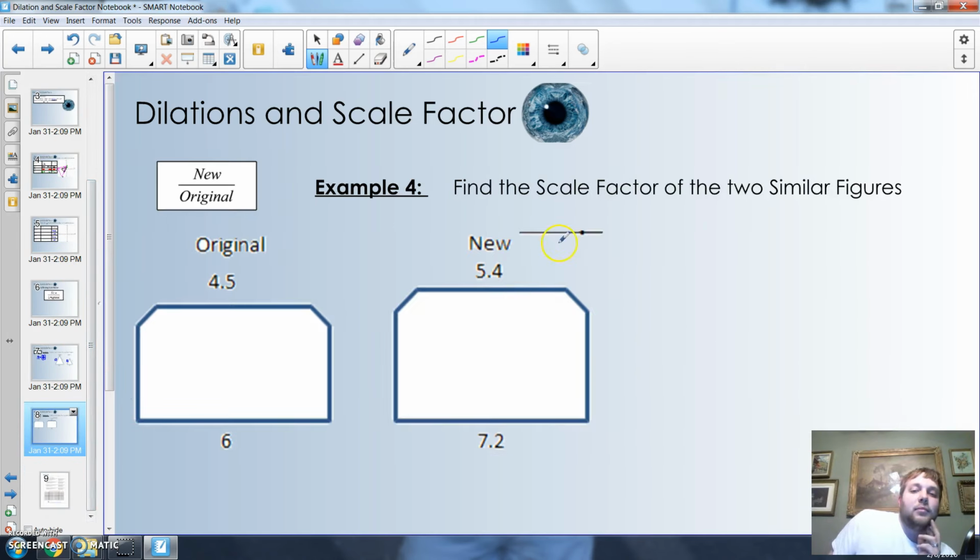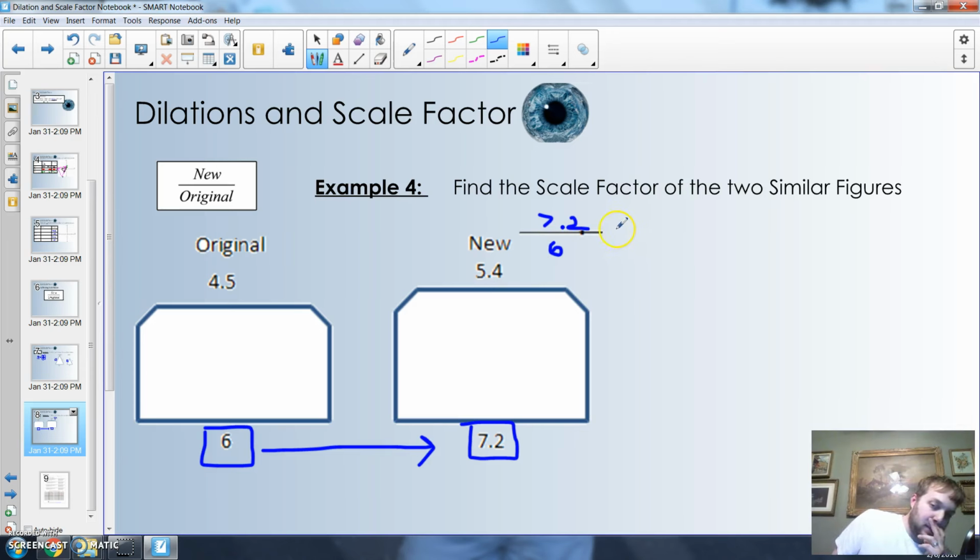Alright, one more. Find the scale factor of the two similar figures. I'm going to take my original, and it doesn't matter which one I take. So why don't we take this one here. And here's my new in that same location. Judging by the size difference, this is going to be an enlargement, going from 6 to 7.2. So, remember, new 7.2 divided by the old, which is 6.